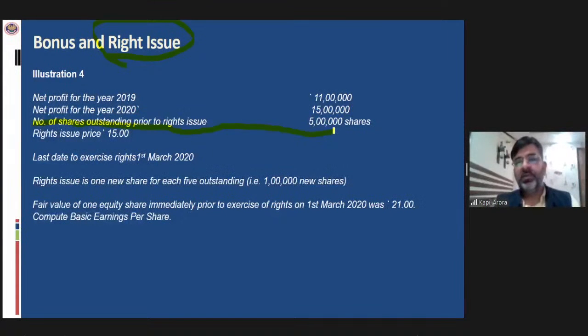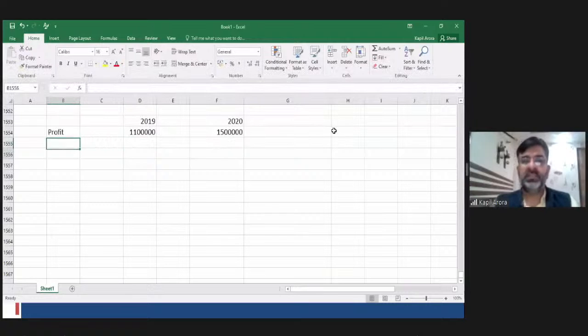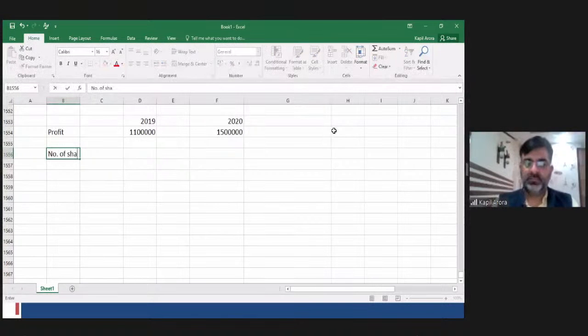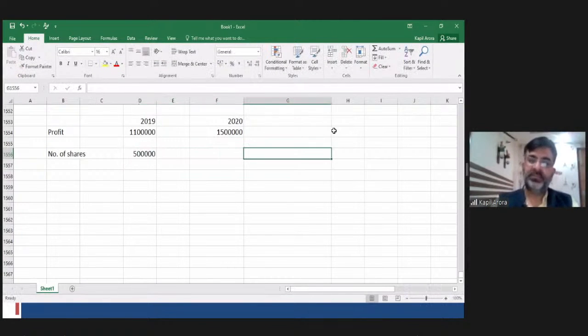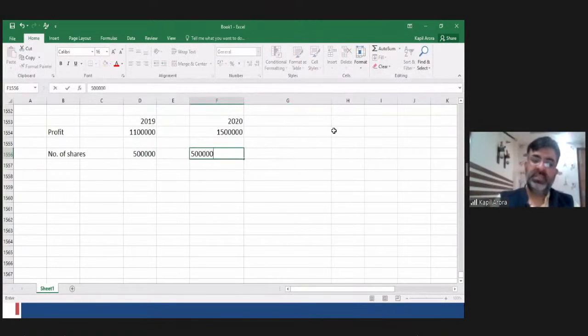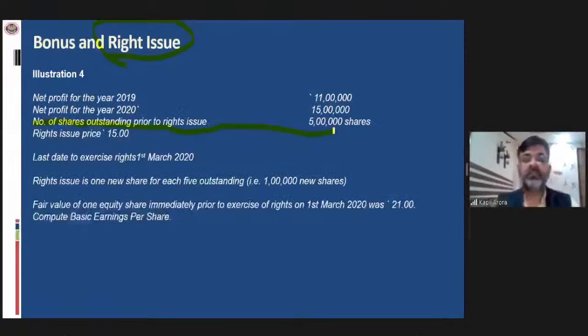Right? Number of shares which has been there. What was the number of shares? Number of shares were, Suraj, I guess I have already told you that this is earning per share topic, EPS. So number of shares were 5 lakh.